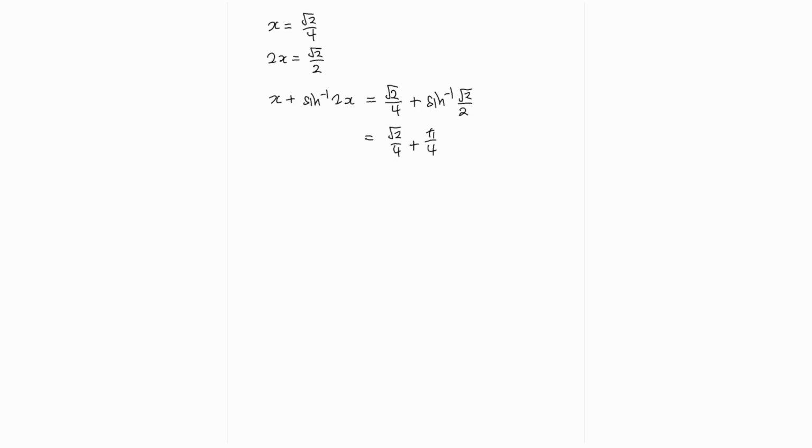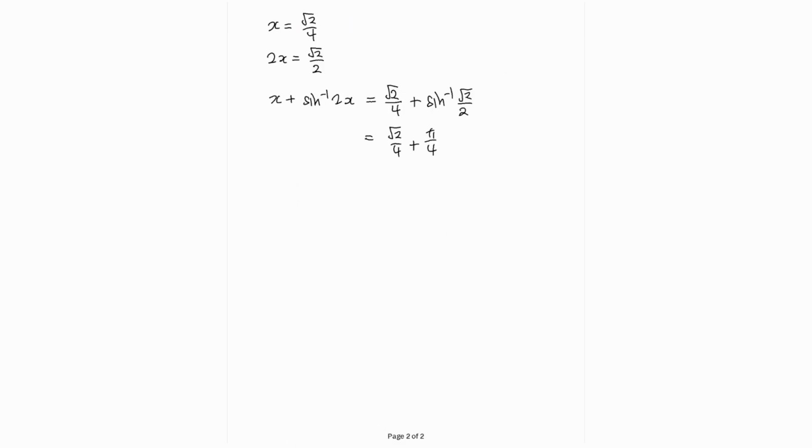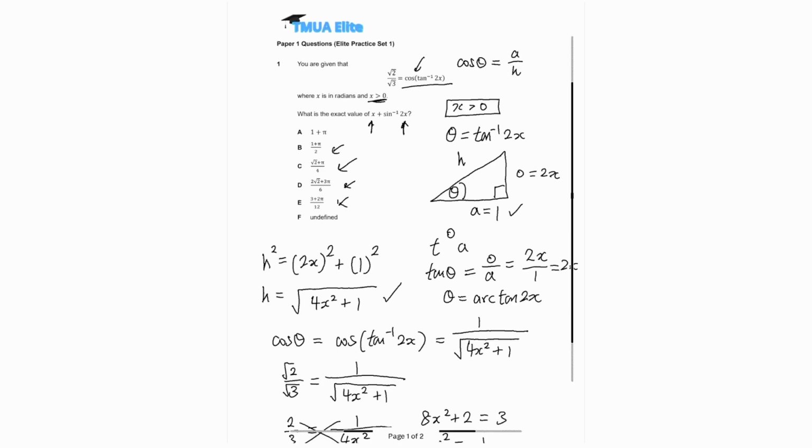And if you look back at the options that the question gave you, they are all in combined fraction form. So we need to combine these. Then we get root 2 plus pi over 4, which is indeed one of the options, option C.